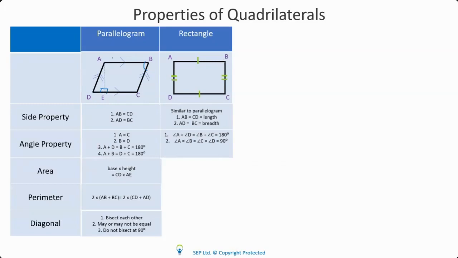Now, in case of a parallelogram, the angles were not 90 degrees. They could have been anything. But in this case, all of these are 90 degrees. All four of them are 90. Area in this case is the same as the parallelogram, just the name is different.